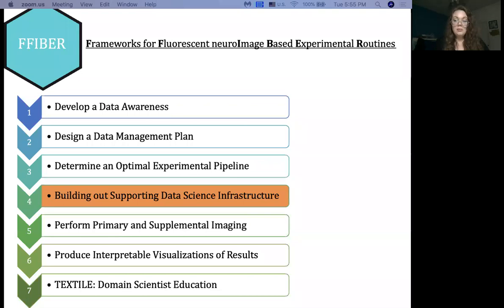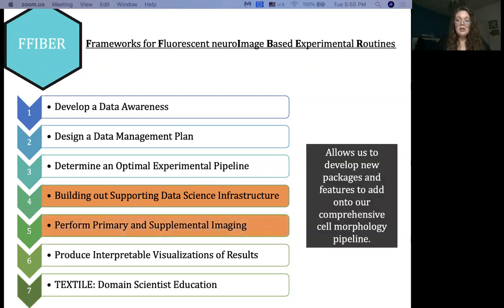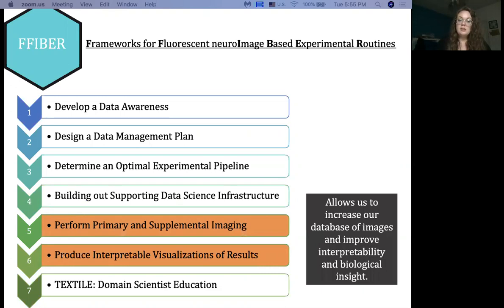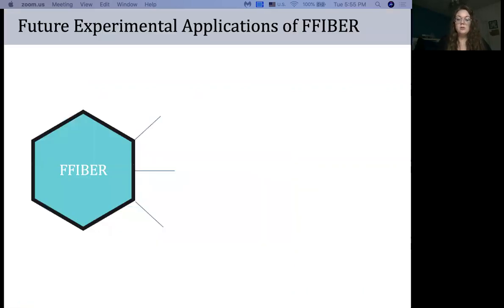On our 4th step, building out data science infrastructure, and our 5th step, performing primary and supplemental imaging, we have developed new packages and features that add on to our comprehensive cell morphology pipeline based off things our experimentalists have pointed out to be important features we're interested in studying in cells. And from producing interpretable visualizations of results, we have been able to increase our database of images and improve our interpretability and biological insight with greater connection between our other experimental procedures.